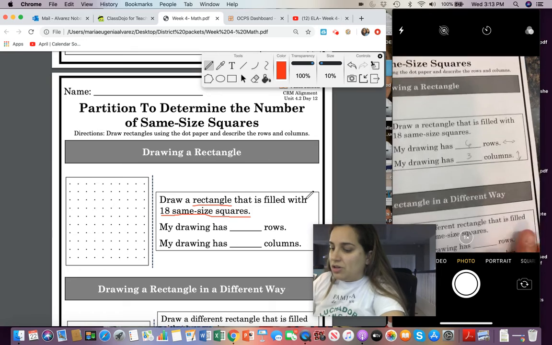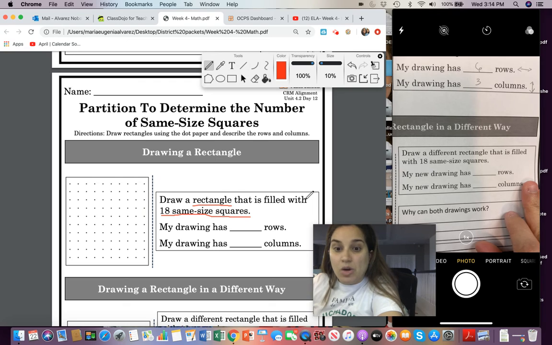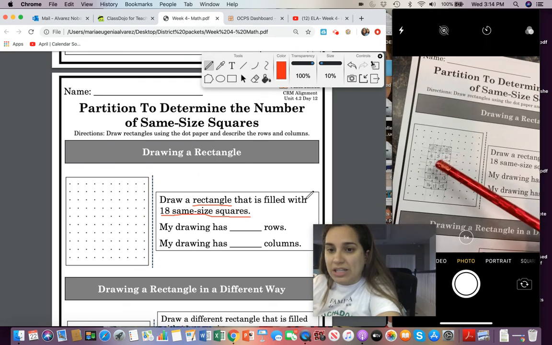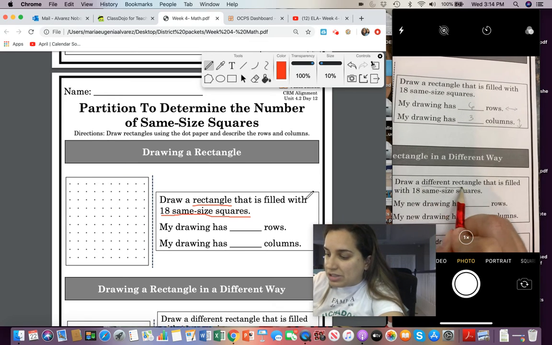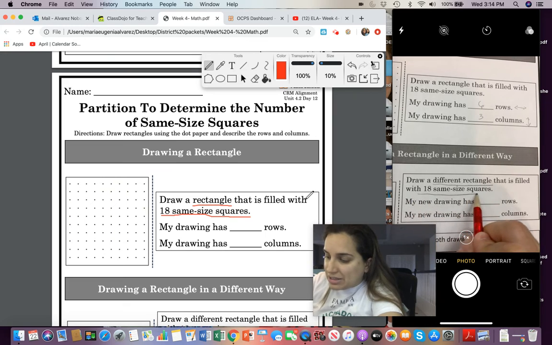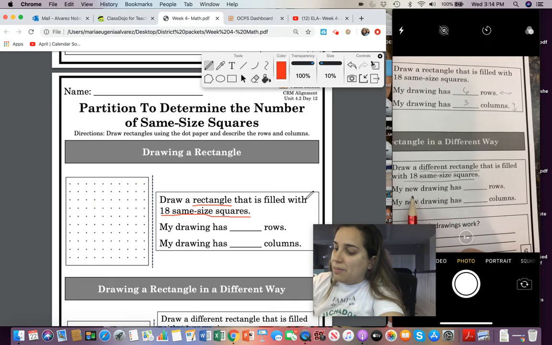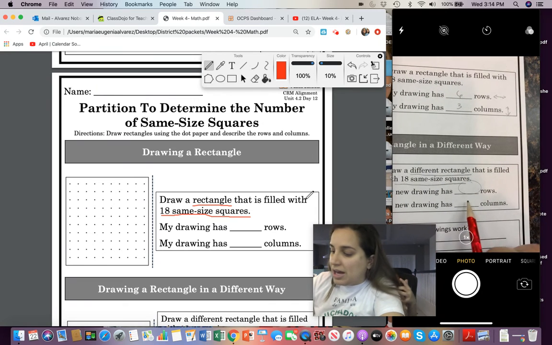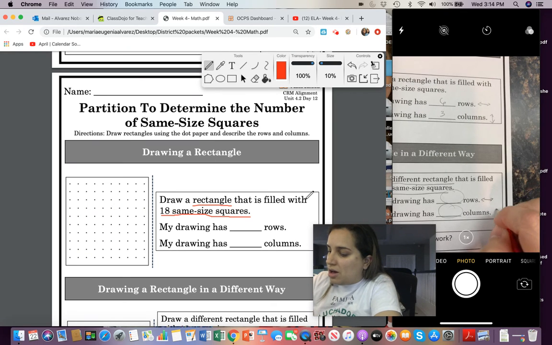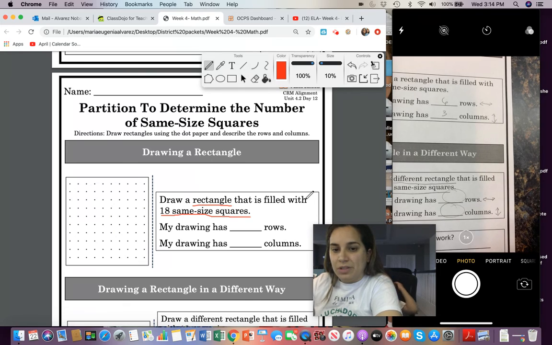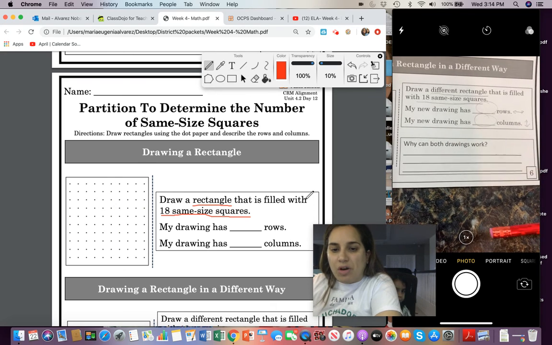All right? So your job on Friday too is to draw a rectangle in a different way. So we drew a rectangle with 18 same size squares. You're going to draw a different rectangle that is filled with 18 same size squares here. All right, and then you're going to tell me your new drawing has how many rows and how many columns, remembering that rows is side to side and columns are up and down. Okay? And then answer your question on the bottom. Why can both drawings work?